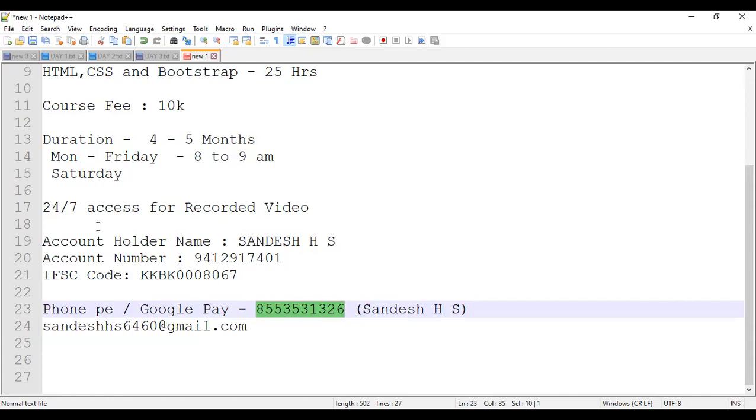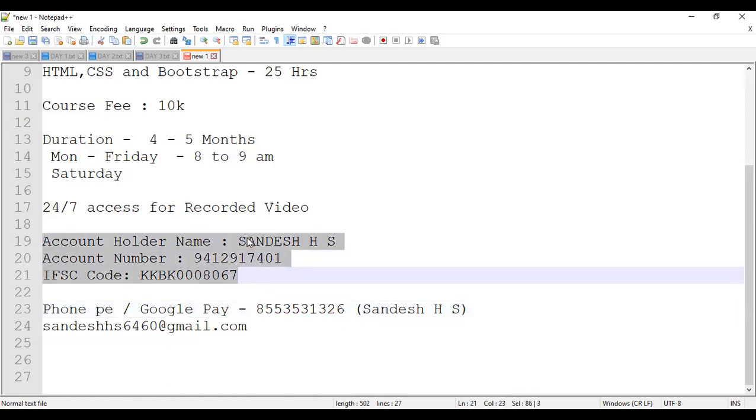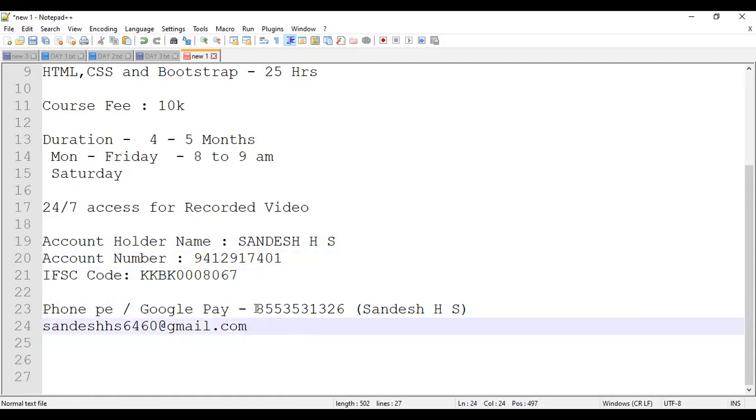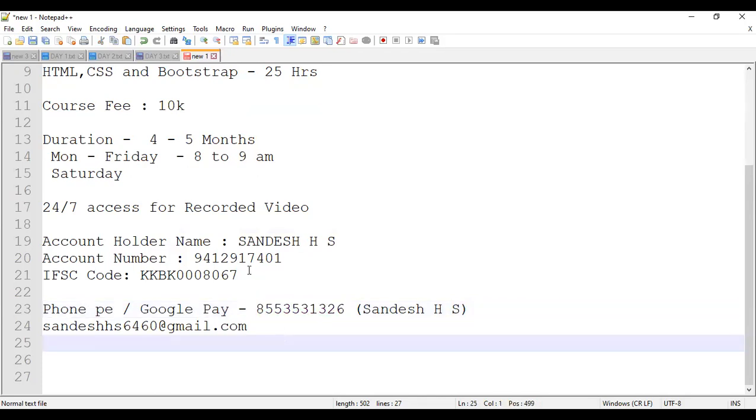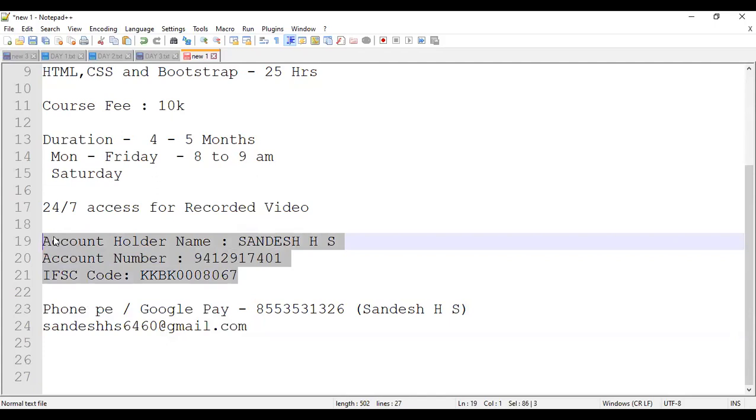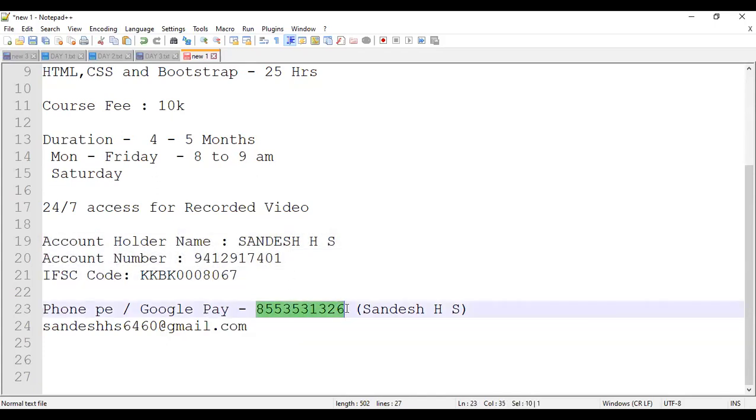Now these are the payment details: the account holder name, my name, Sandesh HS. Next, account number and IFSC code. Next, PhonePe and Google Pay number. Next, email ID. Is that fine? Before doing the payment, if you are a new student, many of them are my old students who have done PhonePe and Google Pay. If you're paying to this number, very good, no issues. If not, please check whether the name is Sandesh, and only then do the payment. Preferably, I would not suggest paying through the account, but that's up to your wish. If you do PhonePe or Google Pay, I can easily see and confirm.